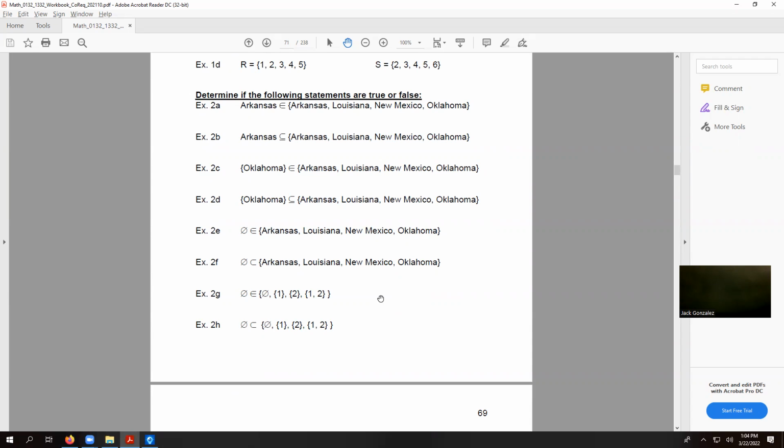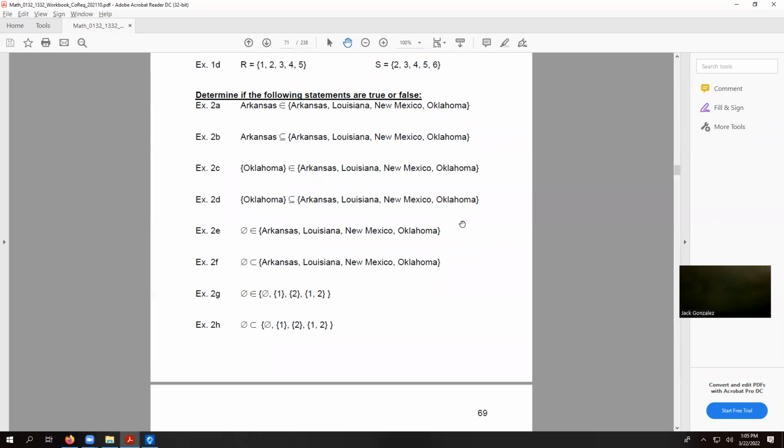And when we're talking about subsets, and they ask you, is this a subset of something else? It needs to be a set, right? If it's not a set, then why am I talking about subsets? Like, for example, 2A and 2B are not subsets, those are elements. 2C, Oklahoma, is written inside of a set. So that is a set. So if on an exam you see, is this a subset of that? Then you would use this symbol right here. Oklahoma is a subset of this one because Oklahoma is in here.